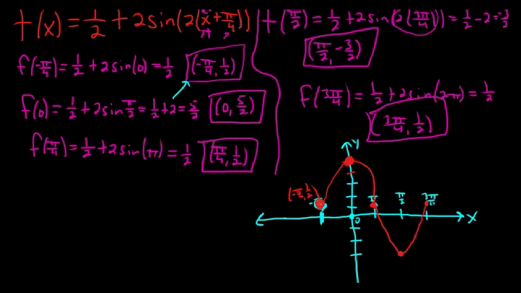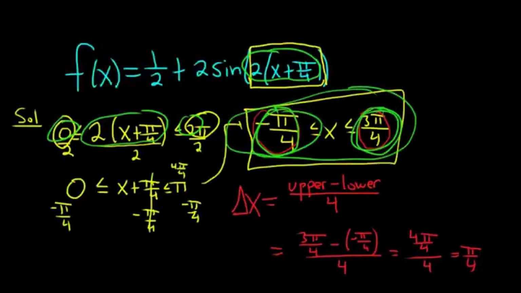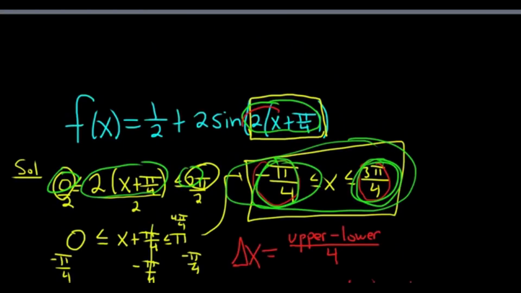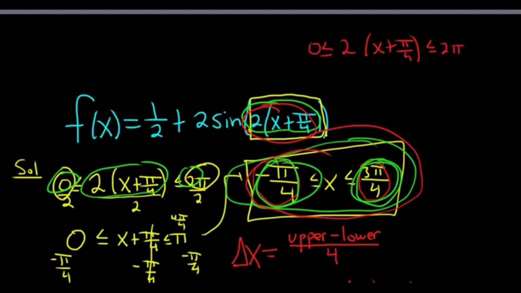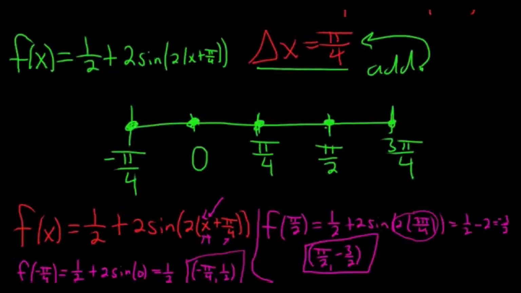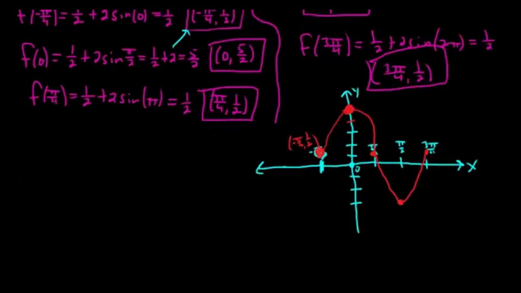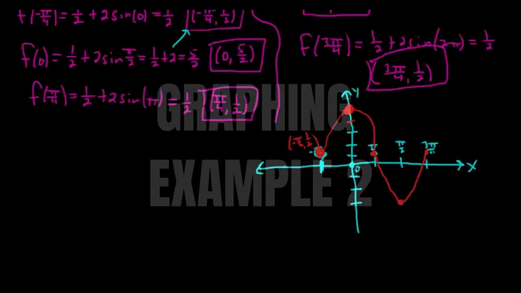I hope this video has been helpful to someone out there who's learning to graph sine and cosine. Remember, step one, take whatever is inside and set it between 0 and 2 pi, always, every single time. Then you solve for x and you get this mess here. Then you compute delta x, and then you just keep adding it. Then you plug in those numbers, plot the points, and you've got the graph. So that's it.